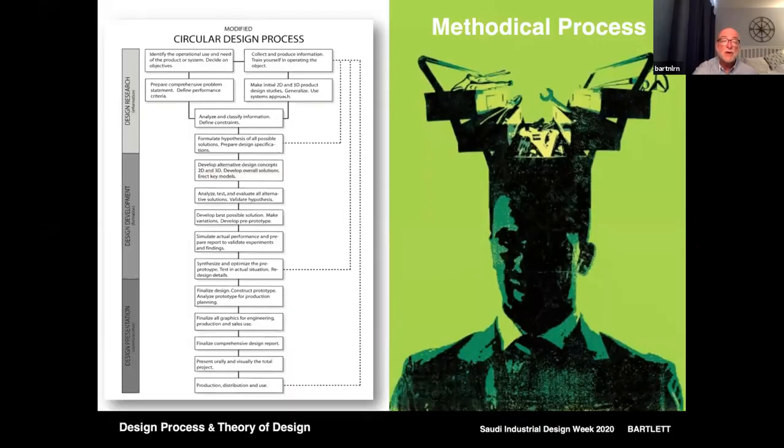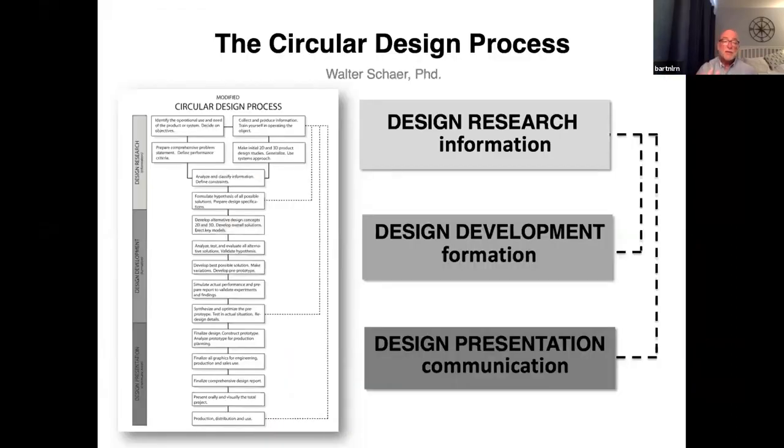So back again, there's the chart. Now the chart is broken down into three basic categories: design research, design development, and design presentation. If you look at the left-hand side of the chart, there's the light gray, and then the medium gray, and then the dark gray. So design research is basically information. Design development is formation. You're formulating something. And then the design presentation is you're communicating your idea. So design research is information, design development is formation, and design presentation is communication.